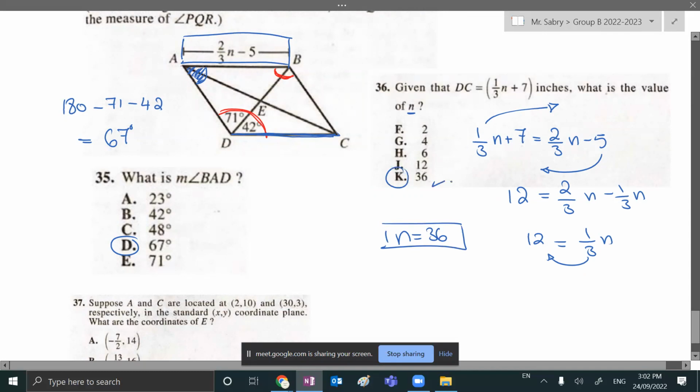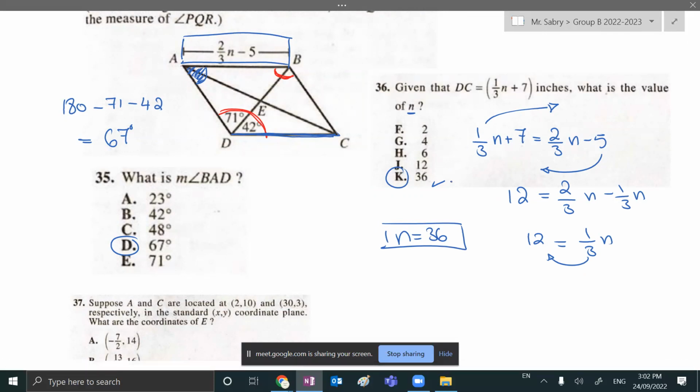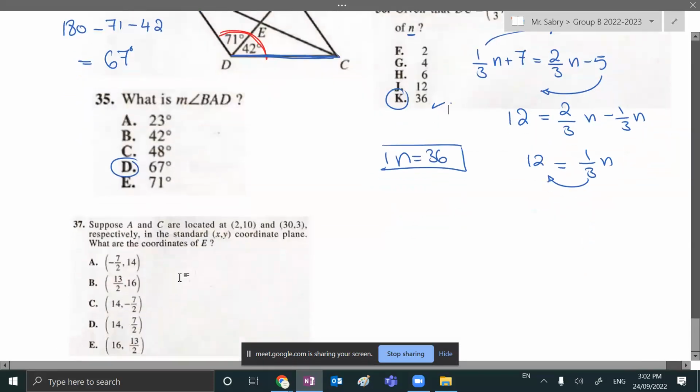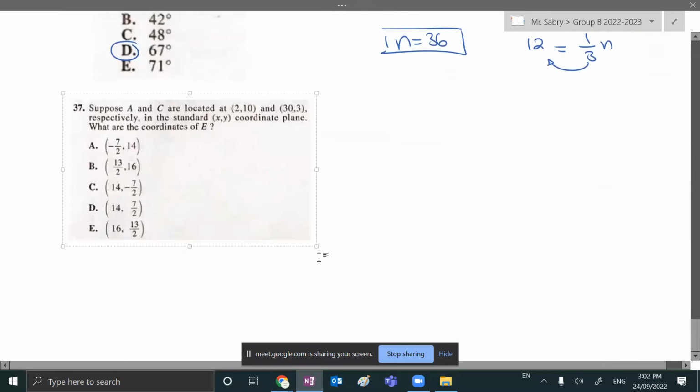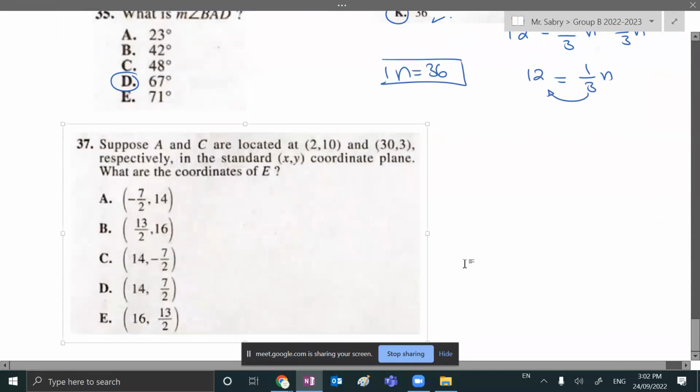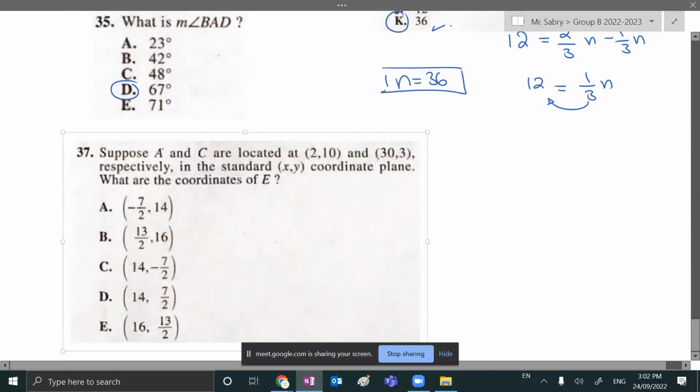Is this clear, everyone? Yes. Awesome. Now this one is a very important one because we did not do any of those yet. So you're given that A and C are located at the points 2 and 10, 30 and 3.